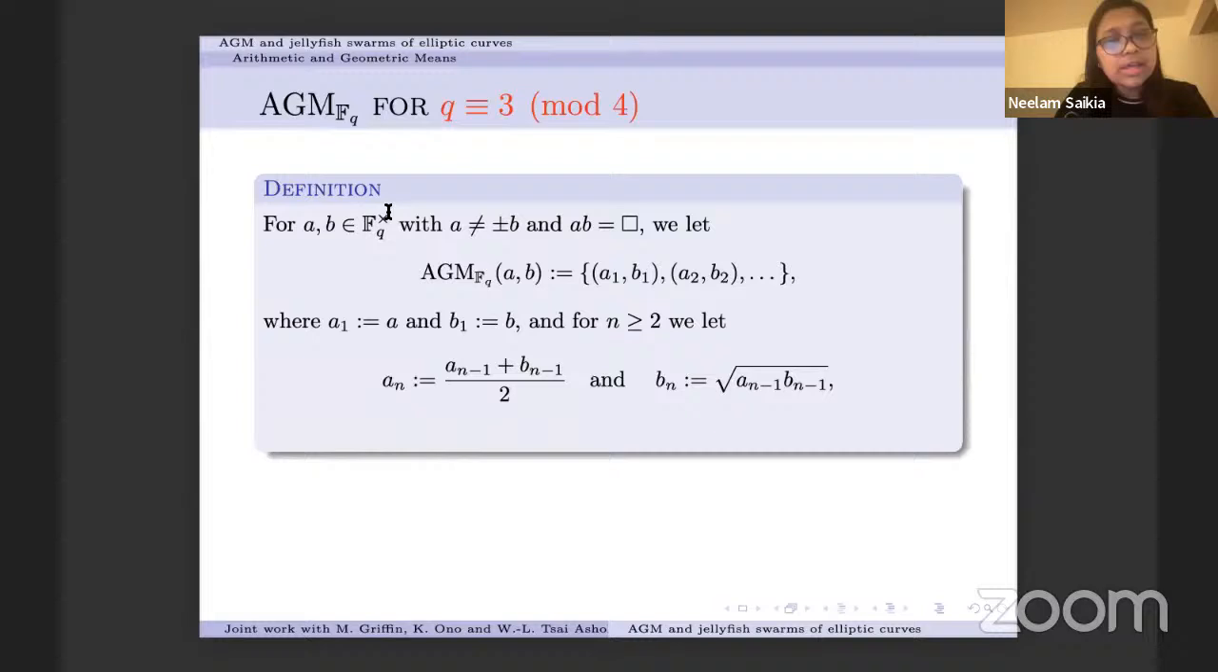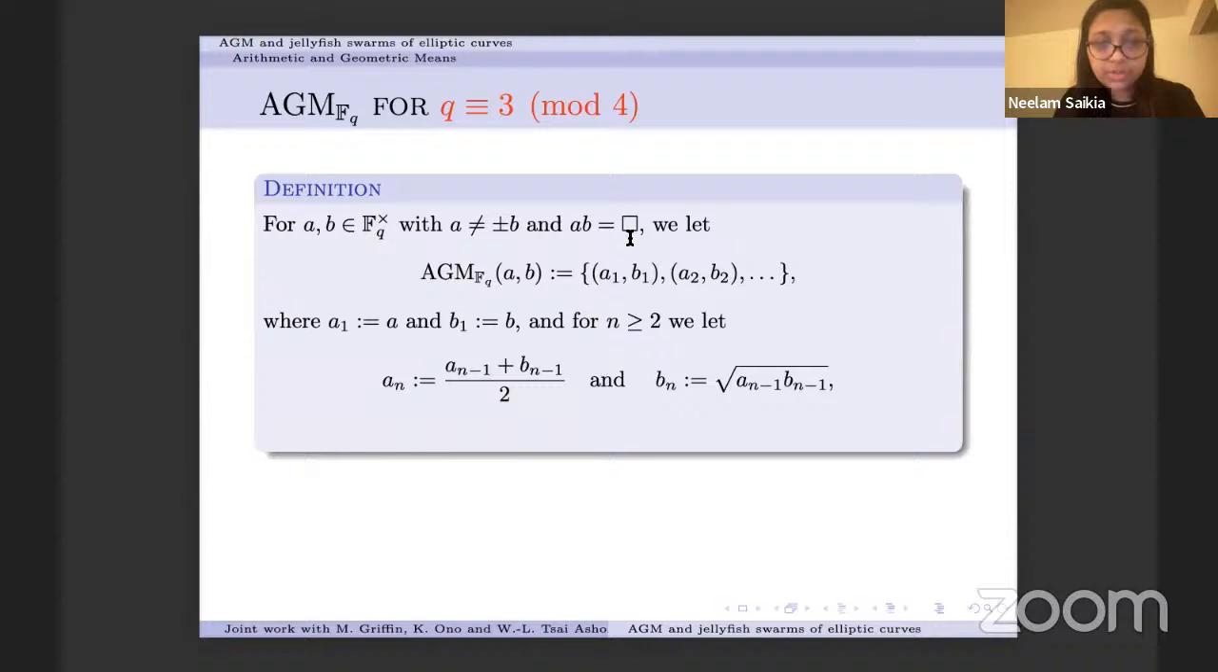So this is totally new. We define this: we choose a and b as non-zero elements of a finite field F_q, such that a is not equal to plus or minus b. We have to choose this because if we choose a equal to plus or minus b, then ultimately we will end up in a trivial sequence, which is no longer of interest. Therefore, we always choose a not equal to plus or minus b, and at the initial stage we choose ab as a square so that we can define the next term.